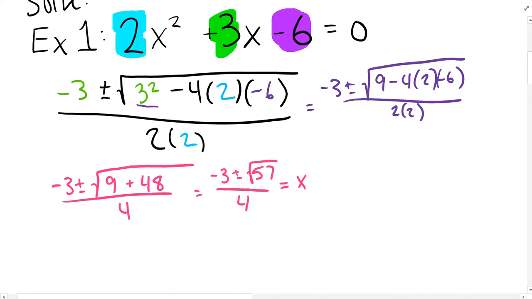And if we look at the number 57, there are no squares that come out of 57, so this isn't going to reduce at all, and so this is going to be my answer. And this is going to be my exact answer.